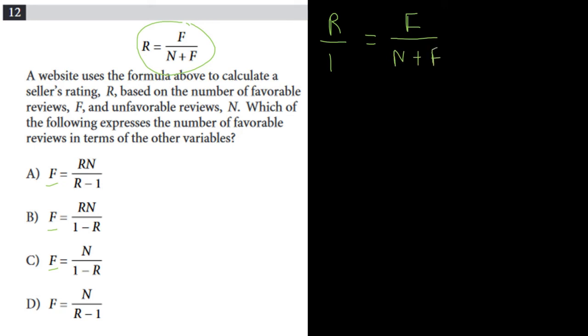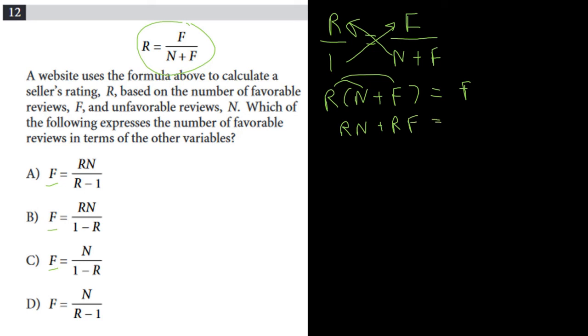So step 1, we cross multiply. So from here, it's going to be Rn plus F equals F. And then I can distribute next. So it looks like Rn plus Rf equals F. From here, this is the part that gets kind of tricky. I know I want F by itself, so I'm going to move this Rf to the other side by subtracting. And what I get now rewritten is Rn equals F minus Rf.